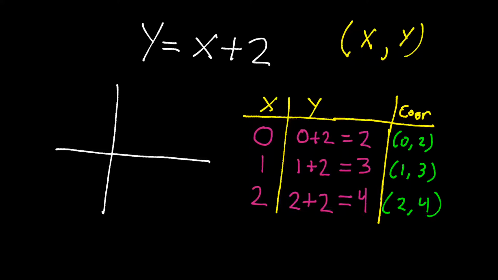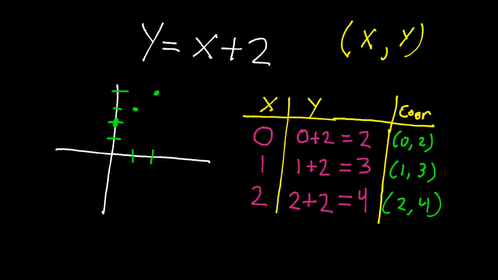So I'll have (0, 2), so up 2 over none. Then I have (1, 3), so over 1, up 3. And then over again to (2, 4). And if you notice, they kind of look like they're creating a line. That's because what we have worked on right here is actually called a linear equation or a linear function. We'll talk more about those later on, but it's good to get the practice and know exactly what we're doing.